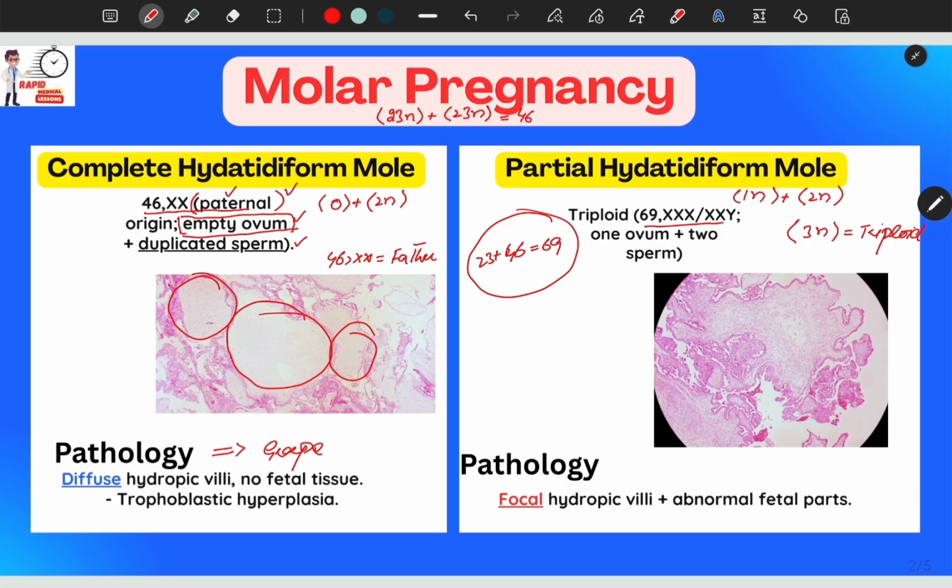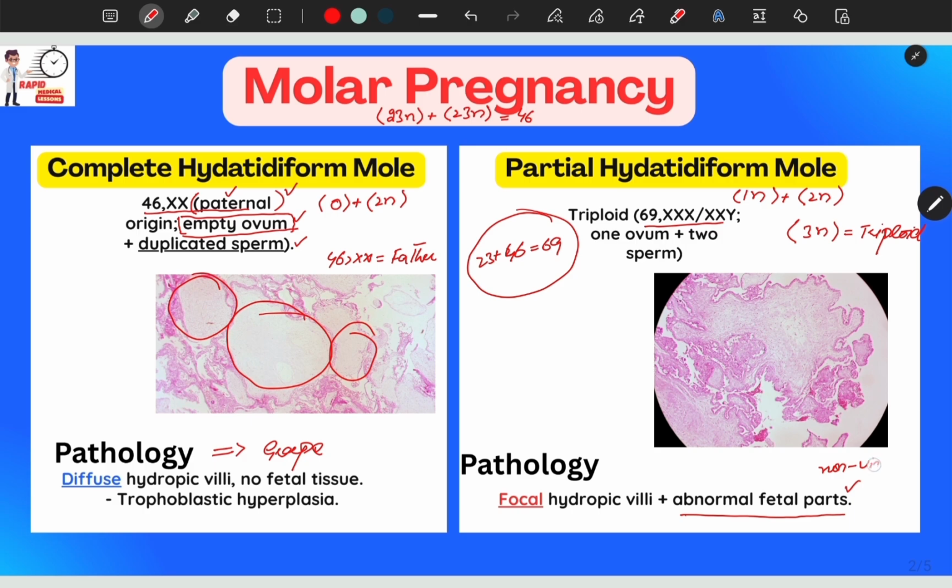In complete mole, as I have described, there is no fetal tissue, but in partial hydatidiform mole, some fetal tissues may be present, but they are abnormal. But keep in mind that this type is also a non-viable pregnancy.